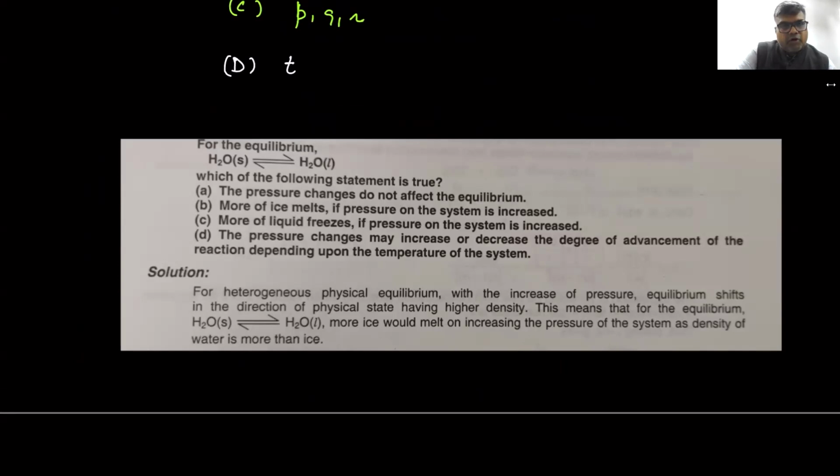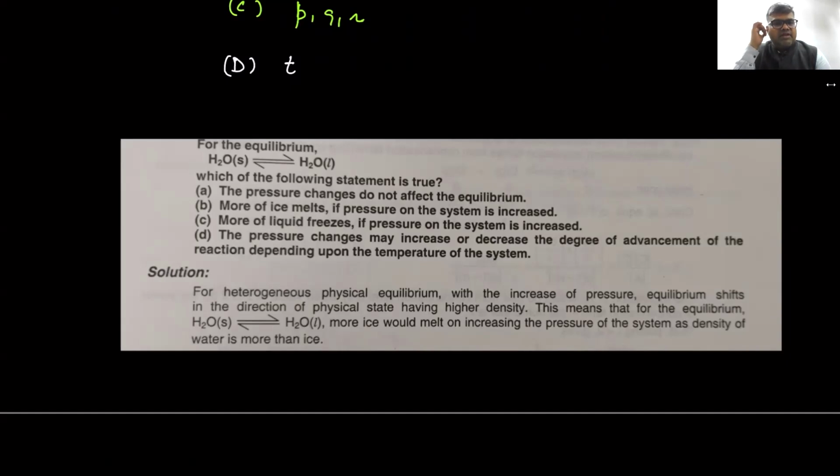It's given for the equilibrium water solid and water liquid, which of the following statements is true? You can see it is the case of phase equilibrium where ice and water equilibrium is there. So definitely Le Chatelier's principle cannot be applied over here. It's given pressure change does not affect the equilibrium.